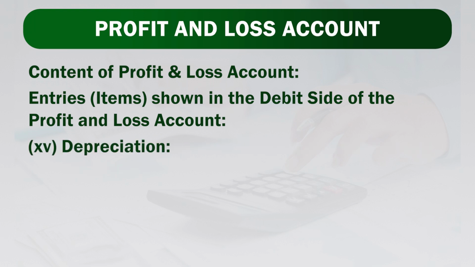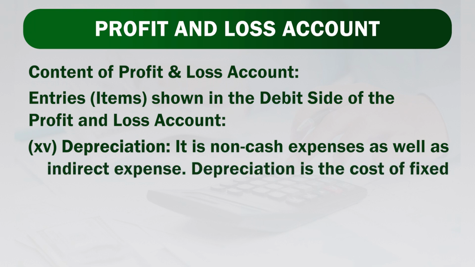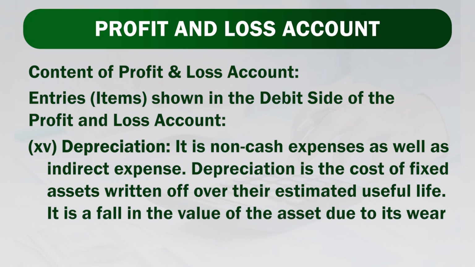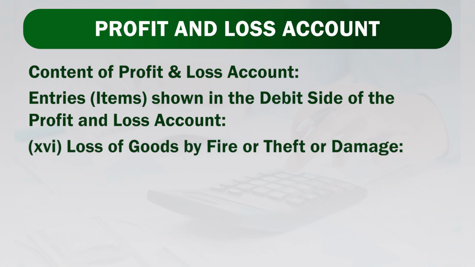Then we are having depreciation. This depreciation is very important expenditure. It is always in the non-cash form. So, that is why it is known as non-cash expenses, but it is an indirect expense. Depreciation is the cost of fixed assets written off over the estimated useful life. It is a fall in the value of the assets due to its wear and tear or use or lapse of time. Loss of goods by fire or theft or damage.